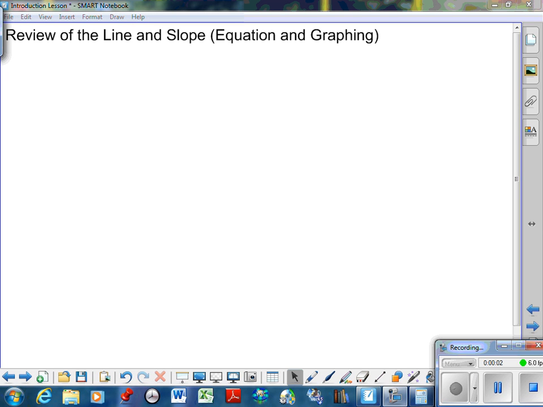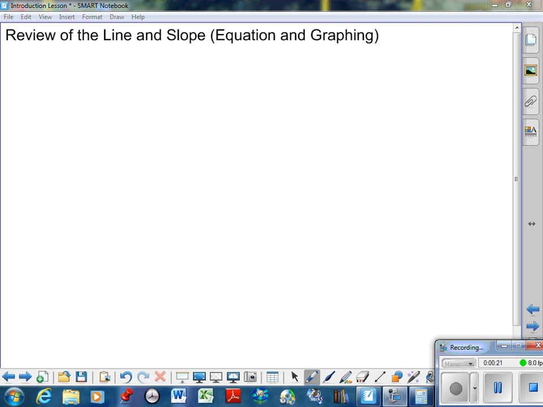All right, traveling through, finishing up some of the necessary skills, math skills specifically. Line and slope: you do need to be able to work with the equation of a line, and you do need to be able to graph a line. And you need to be able to determine the slope of the line. So this all comes back from grade 9 and 10.